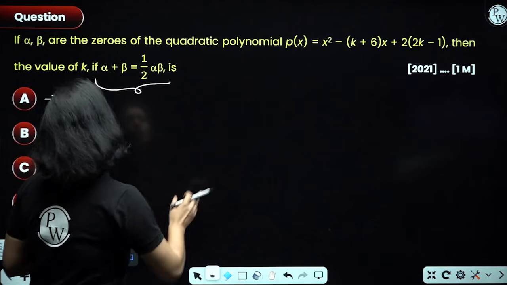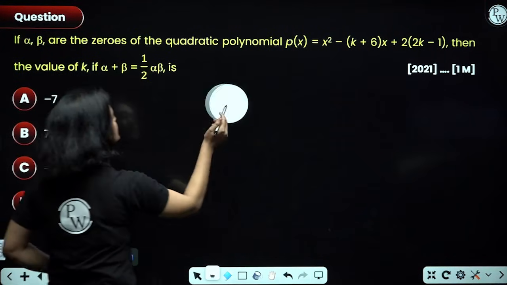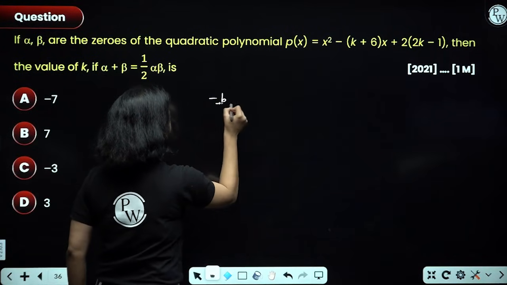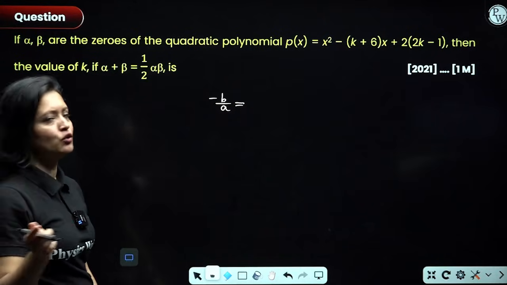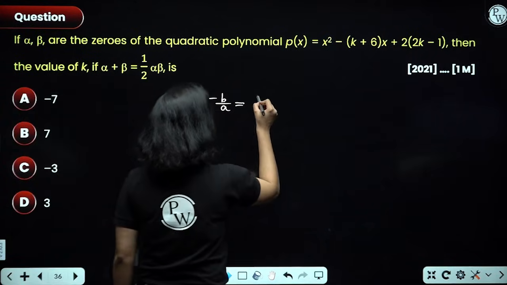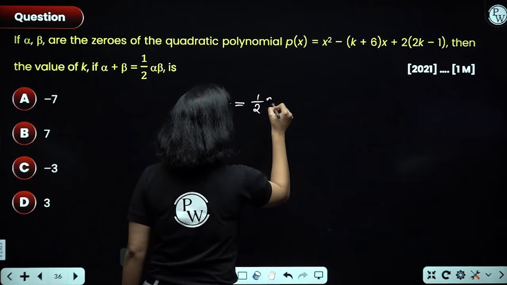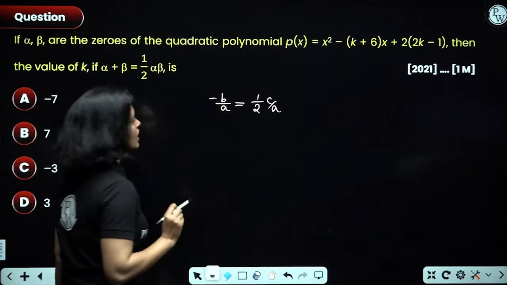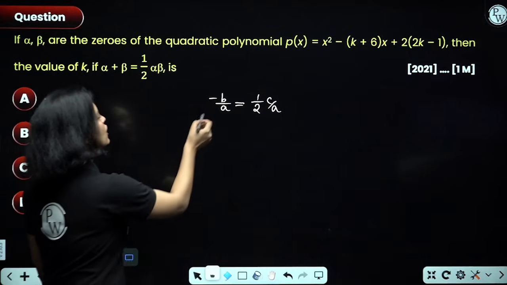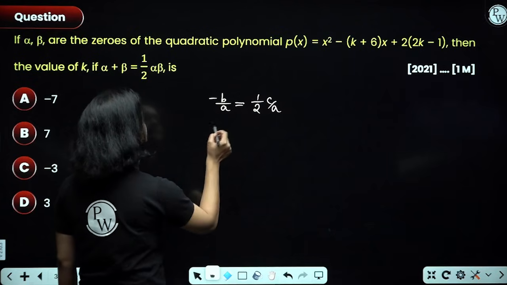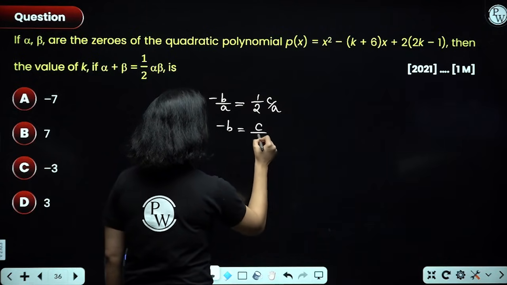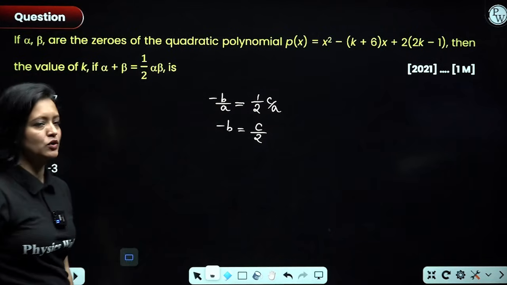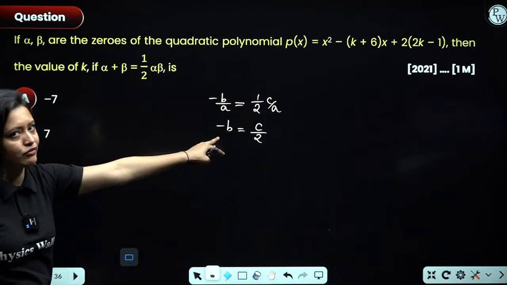Now, I know alpha plus beta is minus b by a, right? And I know alpha into beta is equal to c by a. So minus b by a is equal to half c by a. Right, everyone? Okay. Now you can cancel a on both sides and you will get minus b is equal to c by 2. Right? Minus b is equal to c by 2. So this is something we derived directly from here.